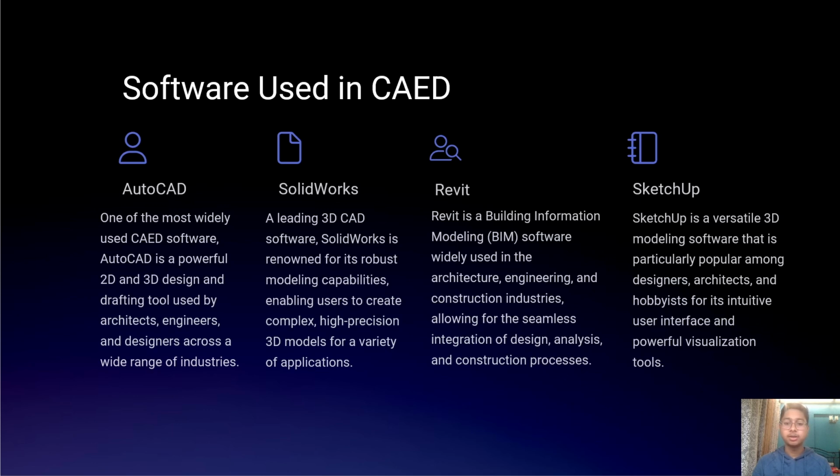Revit. Revit is a building information modeling software widely used in the architecture, engineering, and construction industries, allowing for the seamless integration of design, analysis, and construction processes. SketchUp. SketchUp is a versatile 3D modeling software that is particularly popular among designers, architects, and hobbyists for its intuitive user interface and powerful visualization tools.